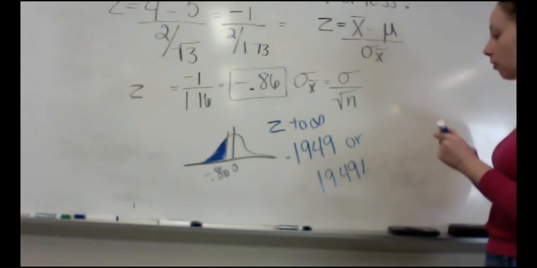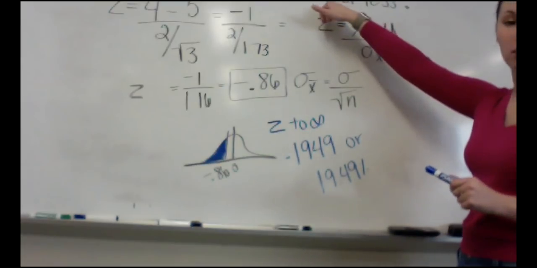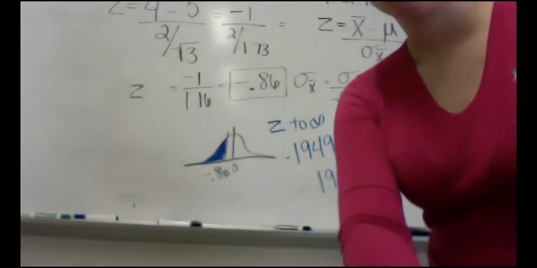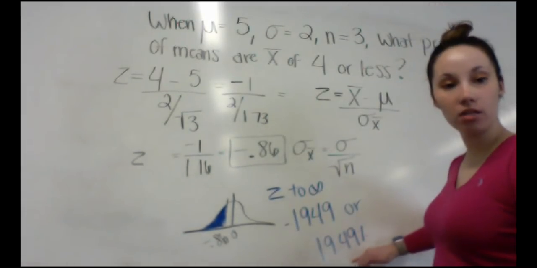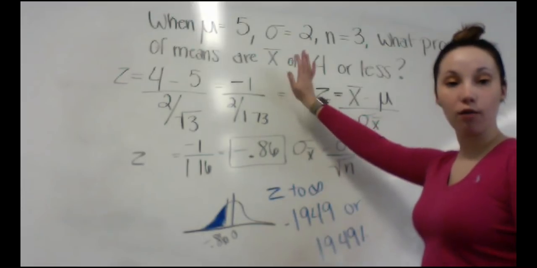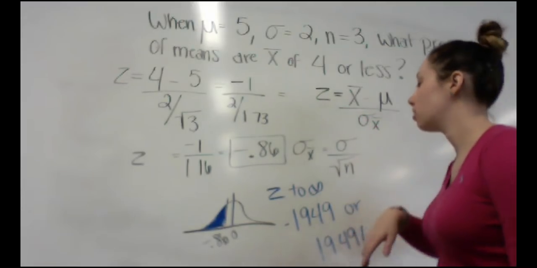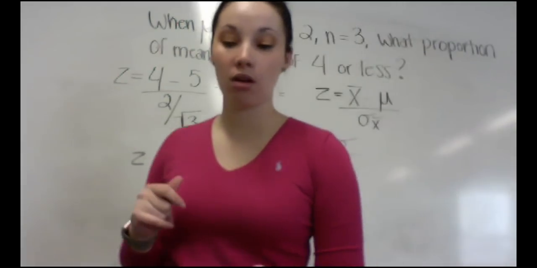So 19.49% of the distribution is associated with a sample mean of 4 or less. That is how you would interpret that. So let me say that again. 19.49% of the distribution is associated with a sample mean of 4 or less for these numbers here, for this population. So that's how you would do that kind.